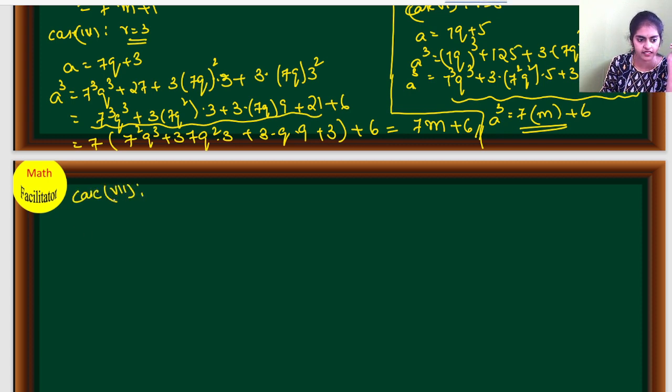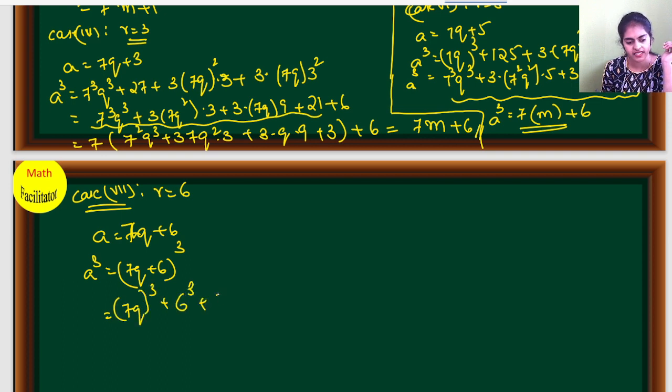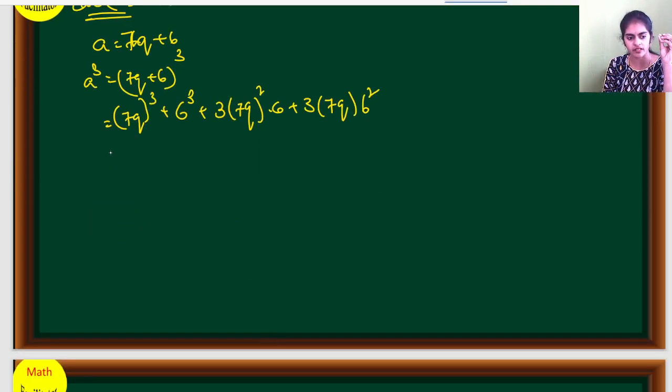Case 7, isn't it? So if r equals 6, what happens? a equal to 7q plus 6. So a cube is nothing but 7q plus 6 whole cube. So that is equal to 7q whole cube plus 6 cube plus 3 into 7q whole square into 6 plus 3 into 7q into 6 square. The same formula. Okay, without confusion, do it a little slowly, take your time. Don't be in a hurry to finish it off. You will make mistakes. It is very simple. Okay, so 7q whole cube plus 6 cube.